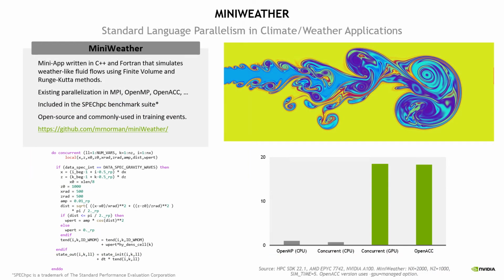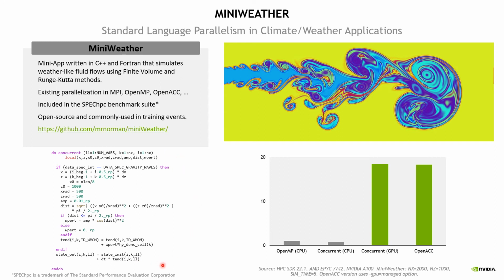So one application that we've seen using do concurrent is Miniweather. Miniweather is a CFD code that is meant to represent CFD as it's used in climate and weather applications. It is a member of the Spec HPC benchmark suite, and it's been written in a variety of different programming models. Here you can see I've taken one subroutine and implemented it using do concurrent.